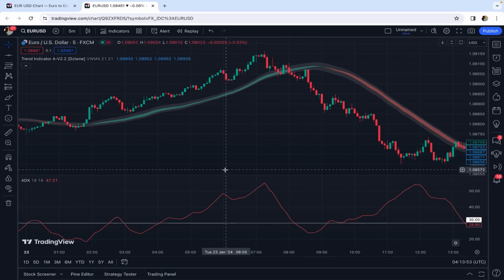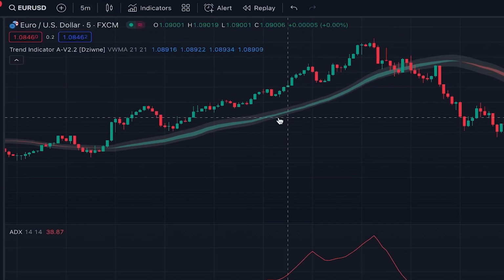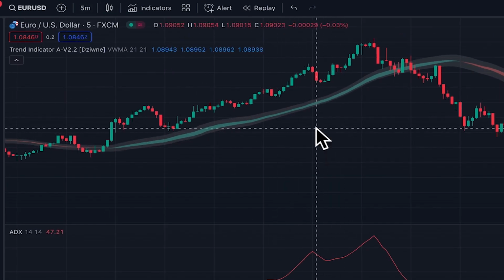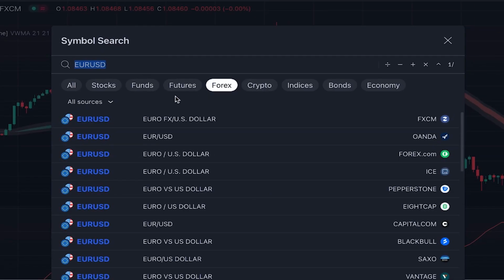Alright, as I said, this is a scalping strategy and it's suitable for 1 minute and 5 minutes time frames. Right now we are on the 5 minutes time frame, and this is the price chart of euro to US dollar in the forex market, but there is no limitation on this, and you can use this strategy on any other asset or market, whether it's forex, crypto, or stocks.